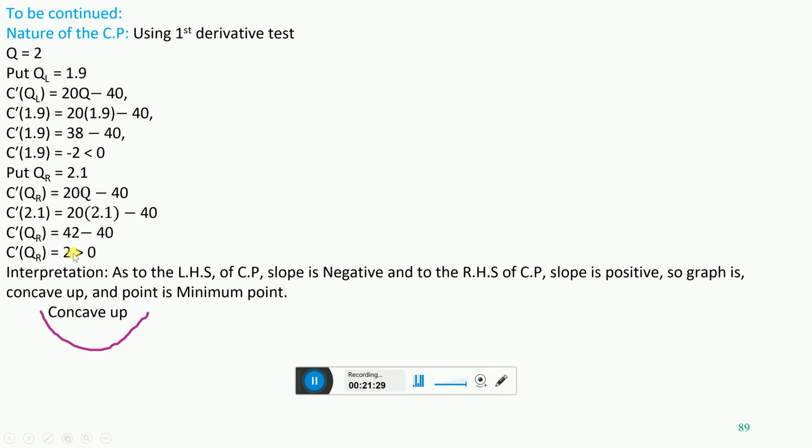So the first derivative to the right-hand side is positive. To the left-hand side, the slope is negative. To the right-hand side of the critical point, the slope of the cost function is positive. So it means the graph is concave up, and this point is the lowest point of the cost function.